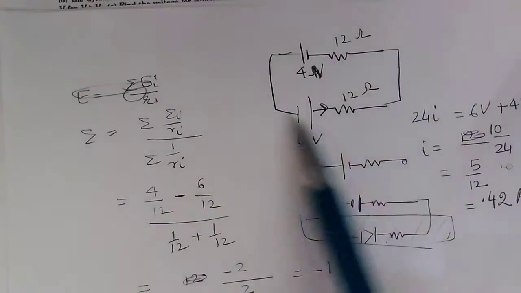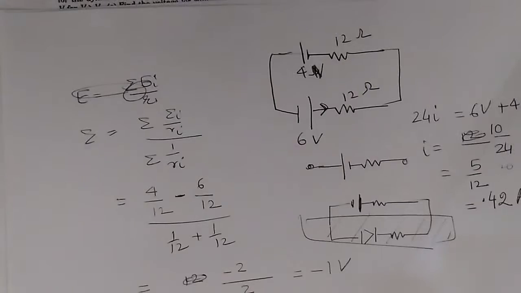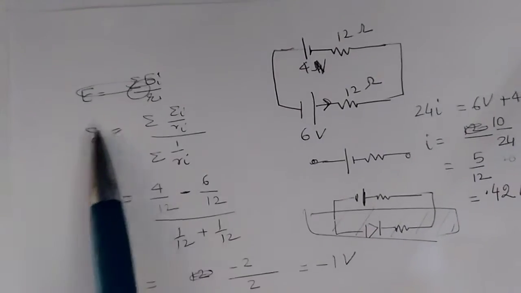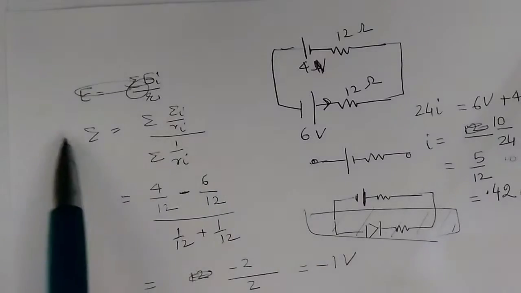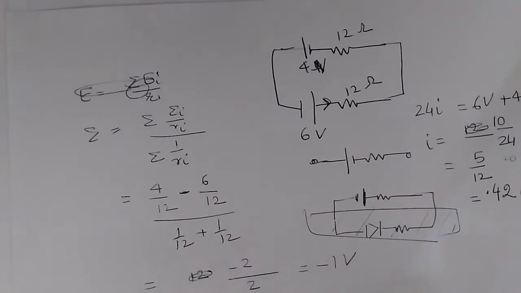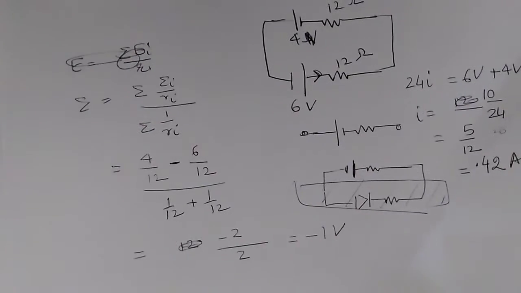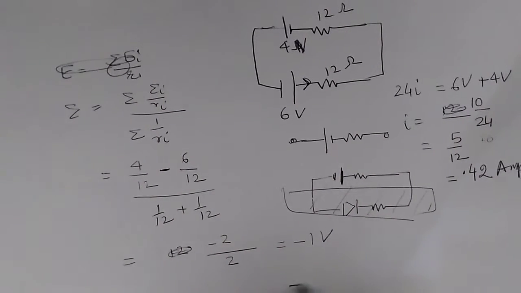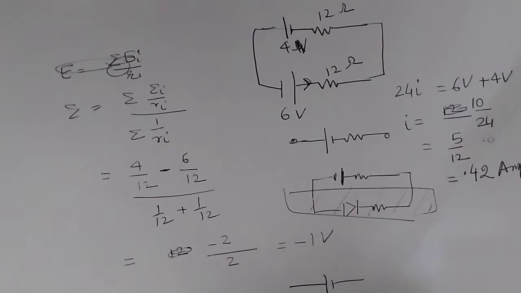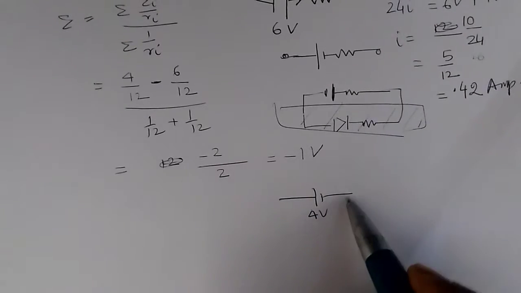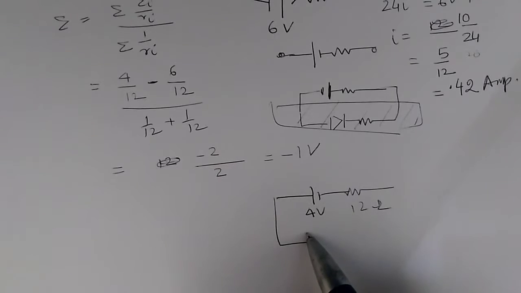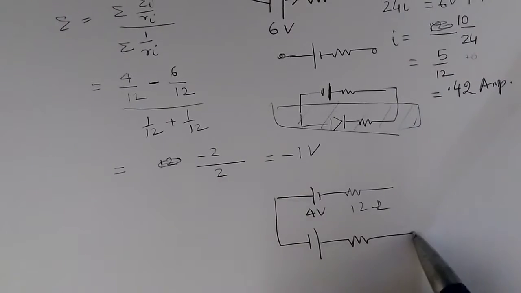So in this one, all you need to know is whether this diode is forward biased or reverse biased, and that's why we calculated the equivalent battery voltage. In the second part, we have this 12 volt, this is a 4 volt battery here, this is 12 ohm, and this battery is 6 volt, and this is 12 ohm.